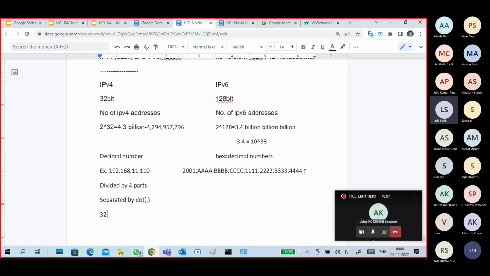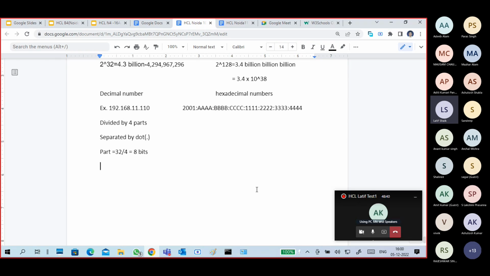4 parts. So 32 divided by 4 means 8 bits. Each part is 8 bits in size. So the part size is 32 bits divided by 4, which is 8 bits.